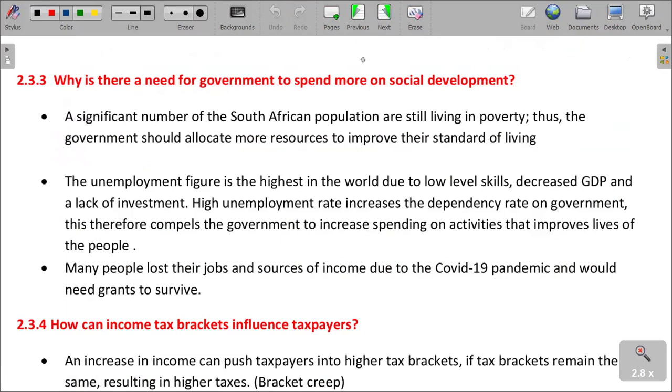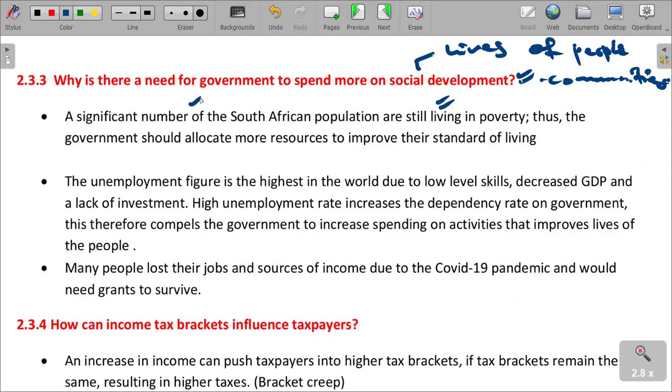Why is there a need for government to spend more on social development? Why must the government spend more on social development? We said on changing the lives of people. We are talking about development of communities. Why should the government spend more on that? One, a significant number of the South African population are still living in poverty.